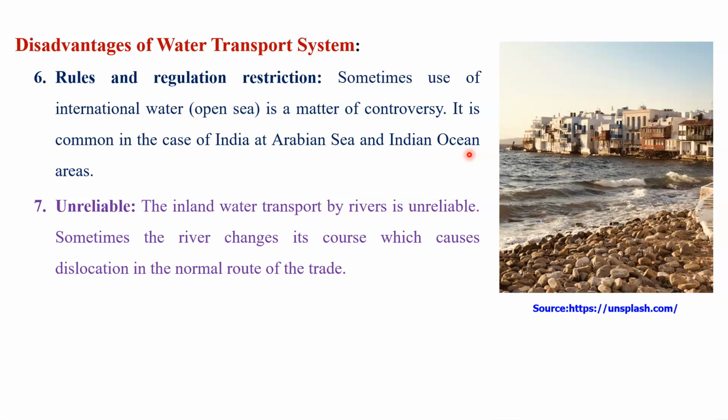Another important disadvantage is unreliability. Yes, dear student, water transportation is unreliable. Inland water transport by river is unreliable. Sometimes the river can change its course, and therefore we are not able to continue our transportation, which causes dislocation in the normal route of trade. When the river changes its course, we are not able to carry out transportation through the same previous channel of that river. In this condition we can't do anything. So it is an unreliable mode of transportation when carried out through a river.